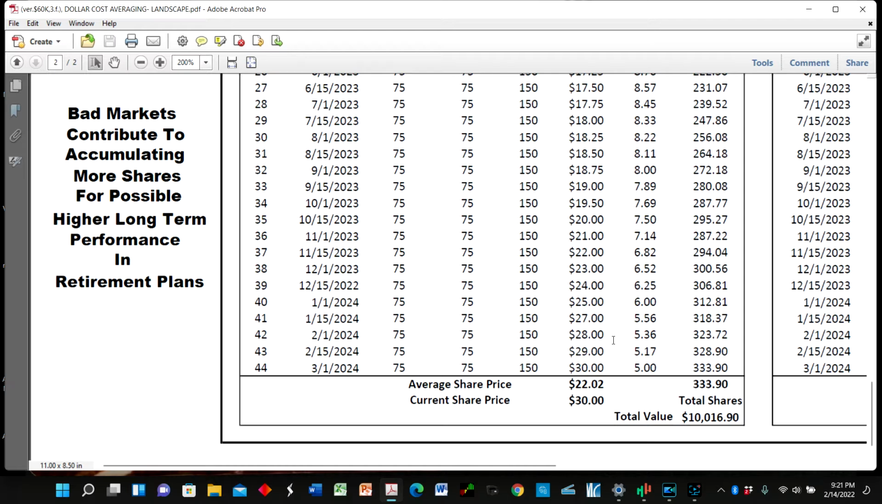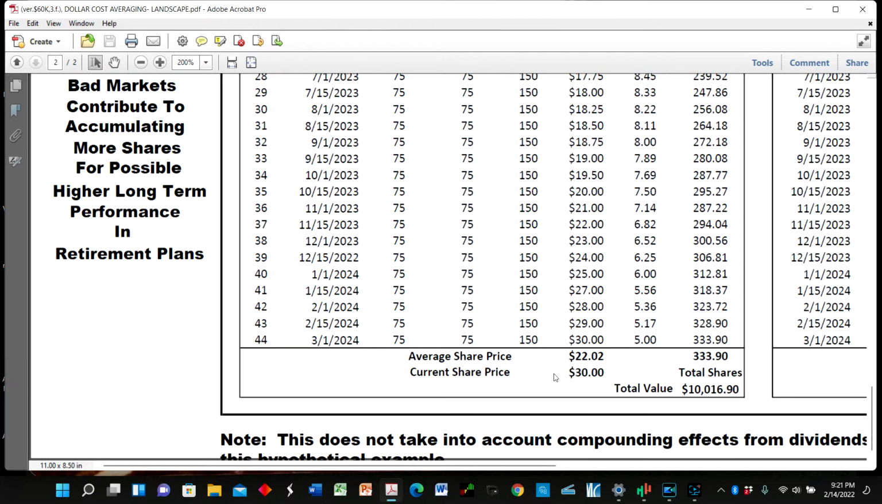So then you end up, and this is where dollar cost averaging comes into play. So now the average cost is actually lower than the $30 share. It's at $22.02.